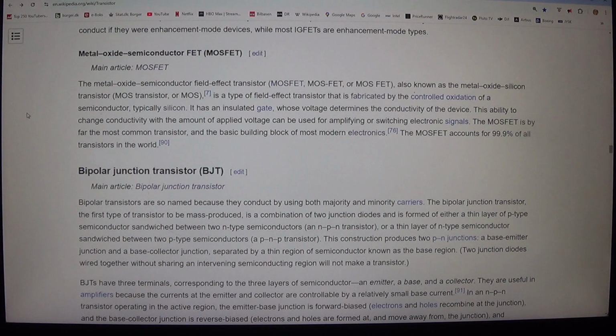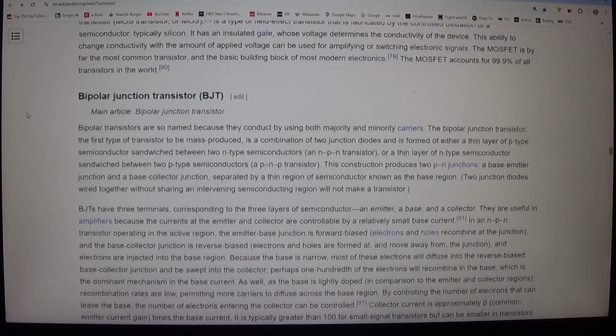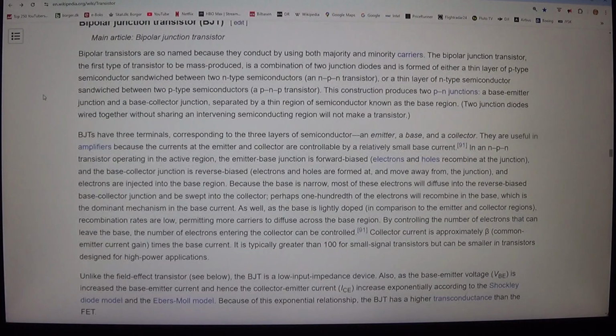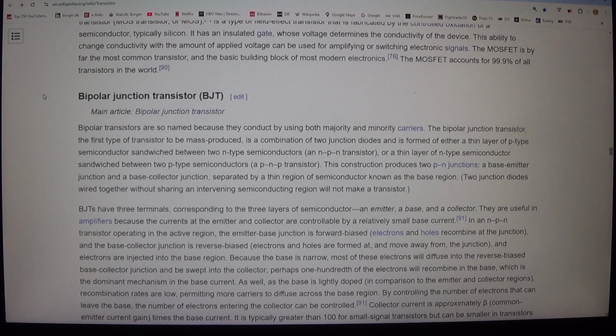Bipolar junction transistor, BJT. Main article: Bipolar junction transistor. Bipolar transistors are so named because they conduct by using both majority and minority carriers. The bipolar junction transistor, the first type of transistor to be mass-produced, is a combination of two junction diodes and is formed of either a thin layer of P-type semiconductor sandwiched between two N-type semiconductors, an NPN transistor, or a thin layer of N-type semiconductor sandwiched between two P-type semiconductors, a PNP transistor.